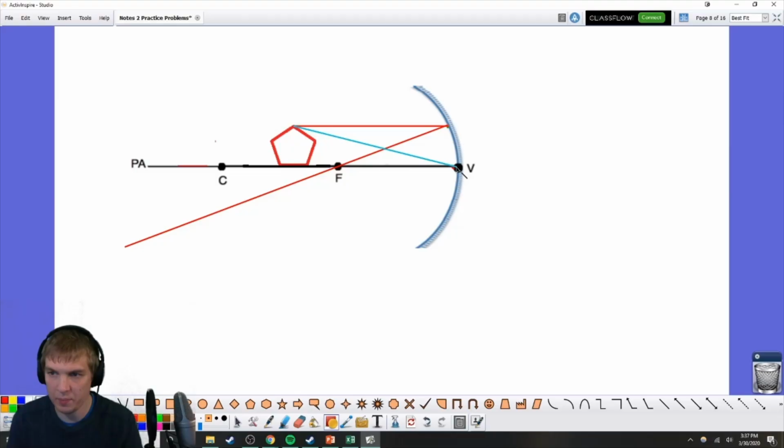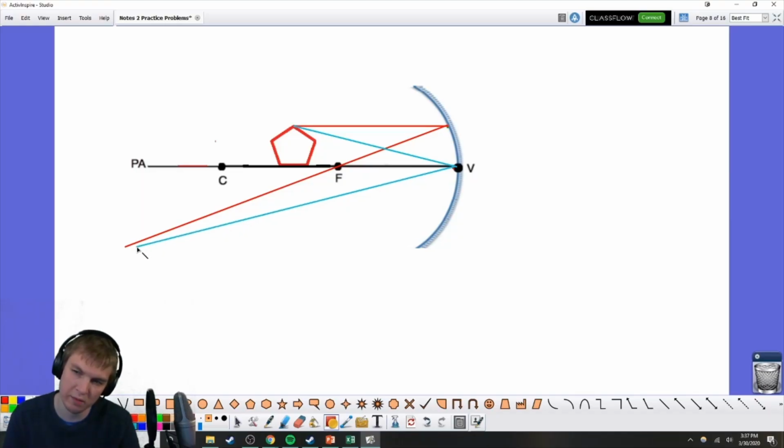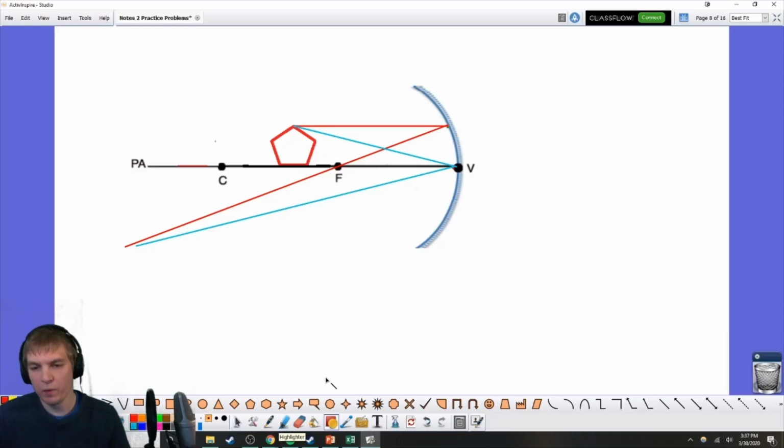All right, the third rule says to draw the line that goes from the top to the center, and then from the center, that reflected ray has to bounce back at roughly the same angle. So I'm trying to visualize this somewhere like there. All right, number 4 says to draw, actually that was rule number 4. Number 5 says to draw the intersecting rays.